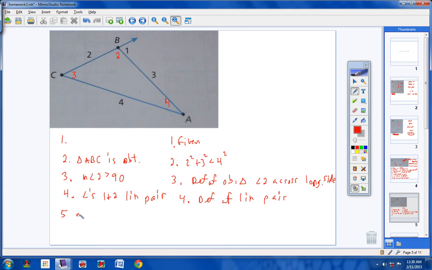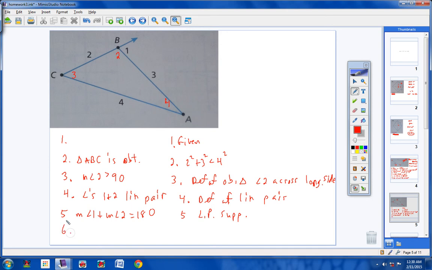The measure of angle 1 plus the measure of angle 2 equals 180, okay? And the reason for that would be very simple. Linear pairs are supplementary, okay? Linear pairs, LP, are supplementary. And that's a theorem or corollary or postulate we learned a long time ago.